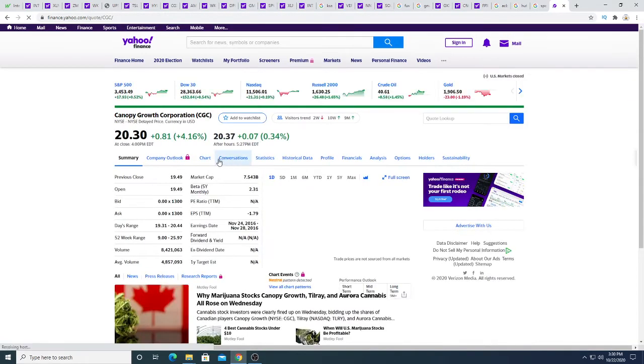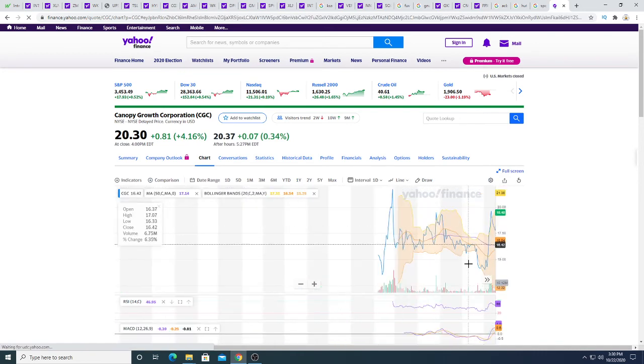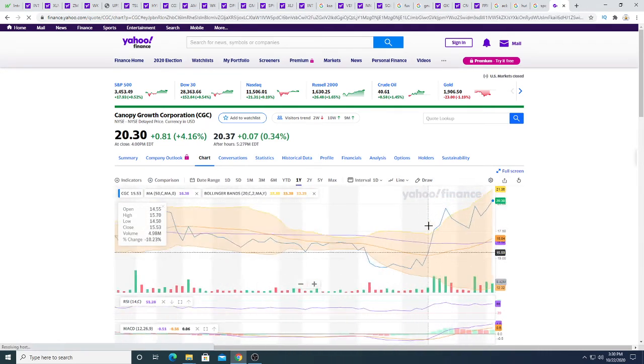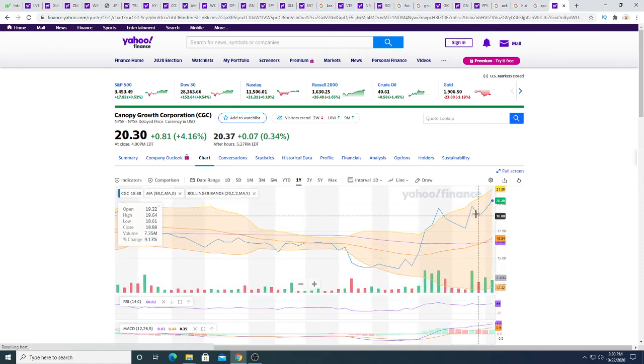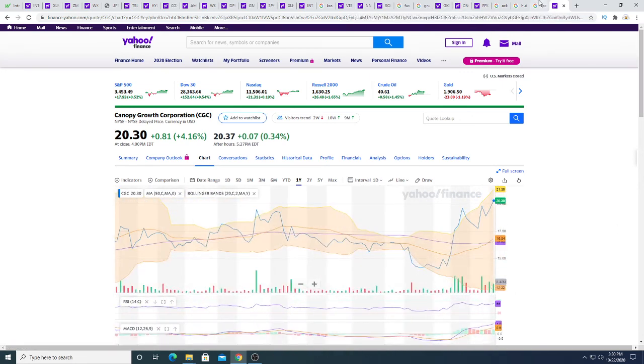The RSI is probably close to the 80s. No, it's only 66. Oh, this thing still has legs to go up. Interesting. Maybe I wait for a pullback and buy some call options on it, because I think Canopy has momentum to keep going up. But that's just my opinion.